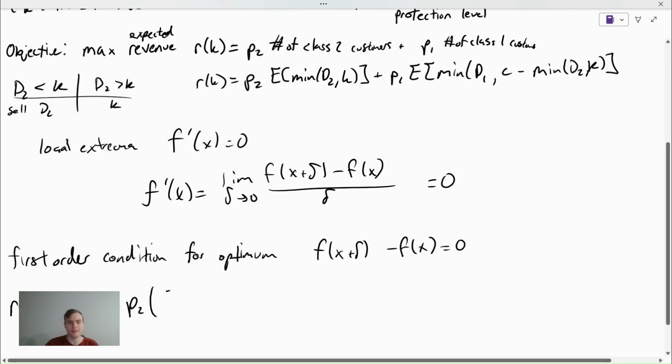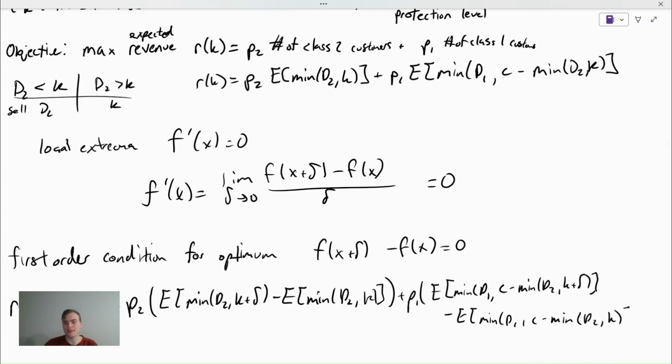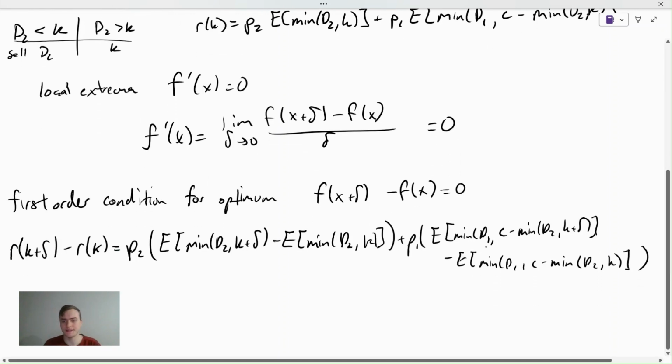So we have the expected value of min D2, K plus delta minus the expected value of min D2, K, plus P1 times the expected value of min D1, C minus min D2, K plus delta. And then this is a little long, so I'll just write it down here: the expected value of min D1, C minus min D2, comma K. And that's in parentheses being multiplied by the P1, right?